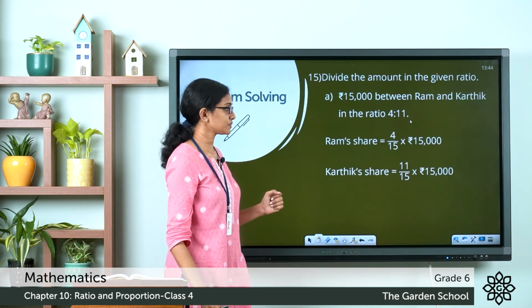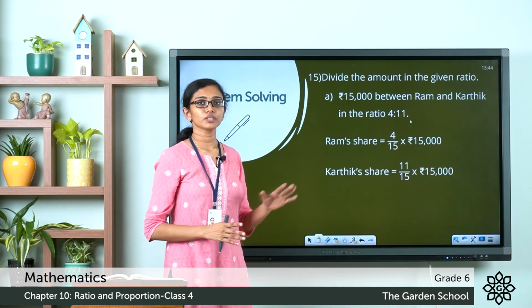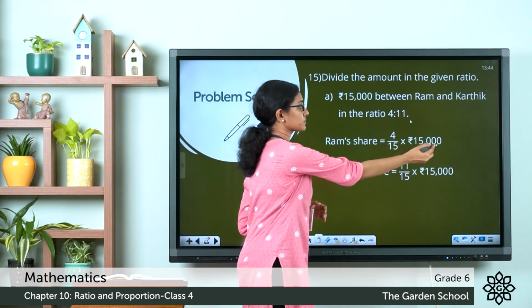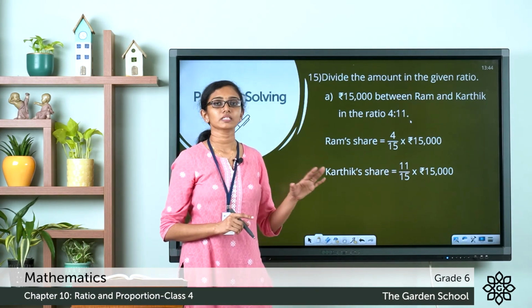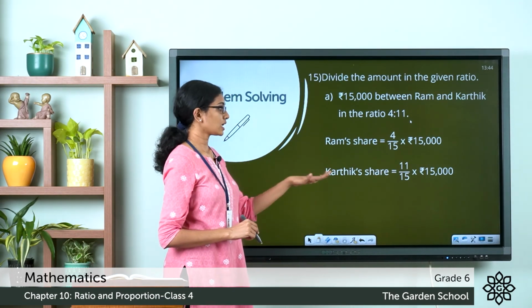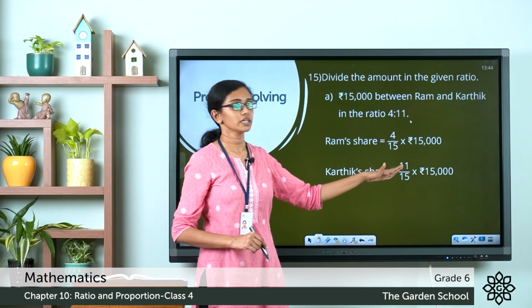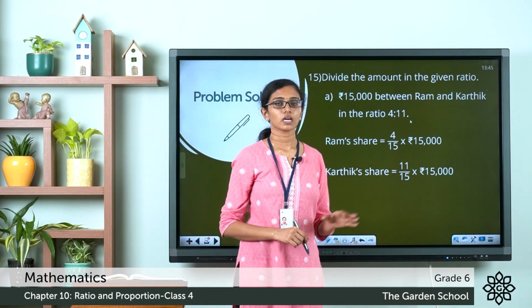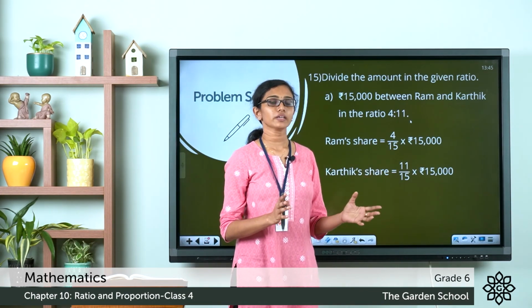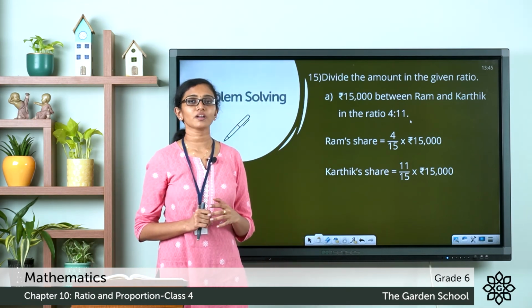So let's see the steps. Ram's share is equal to 4 by 15 into rupees 15,000. We have to simplify this and find out the answer. Then Karthik's share is equal to 11 by 15 into rupees 15,000. Work them out, find out each one's share and note them down in your notebook.